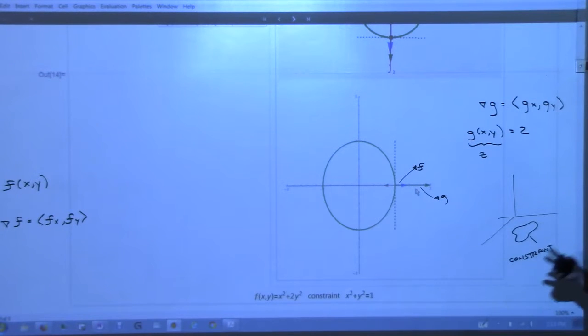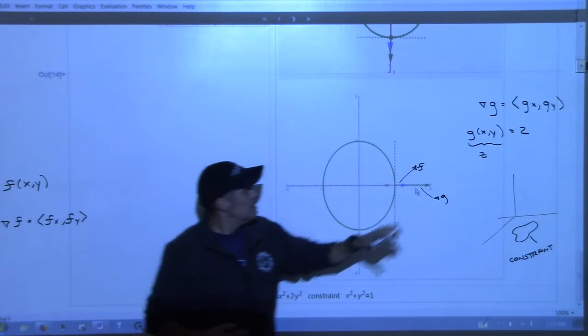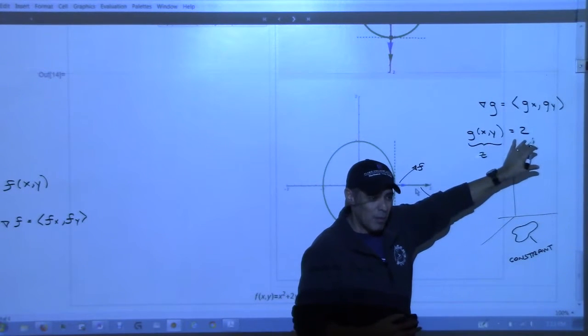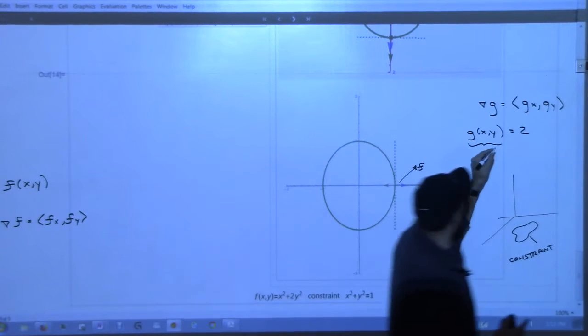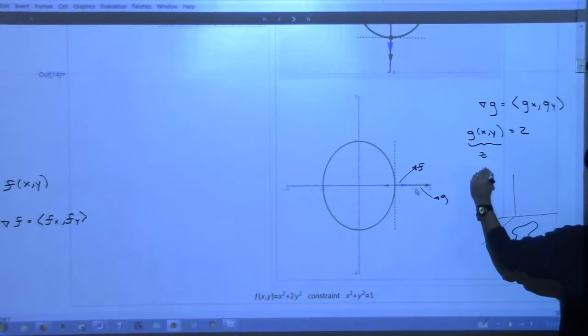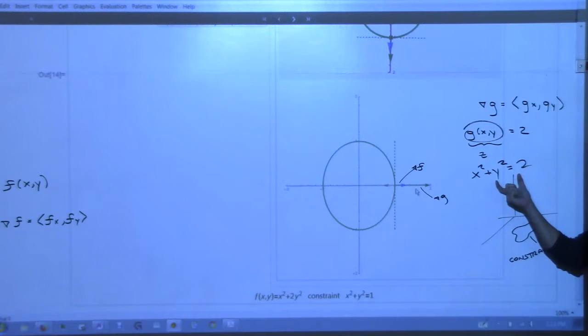If you take a function and you restrict it to where another function is constant, I know that seems weird, but for the sake of understanding what this really means, what if I replace this with something? X squared plus y squared equals 2. Isn't that just a circle, radius 2?